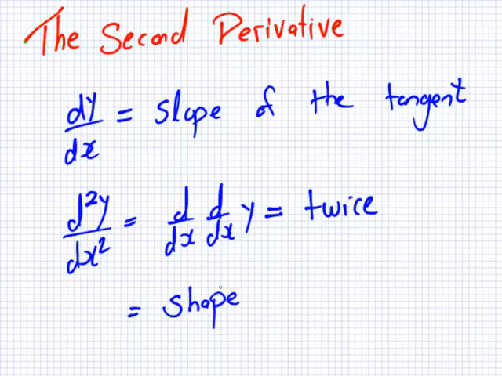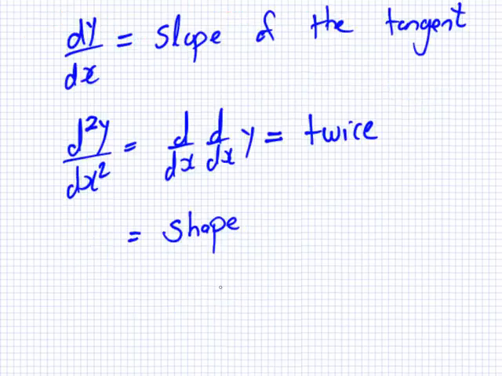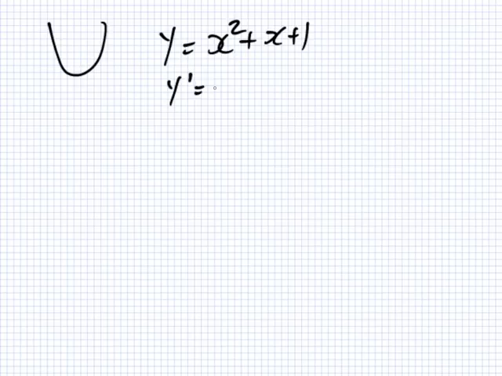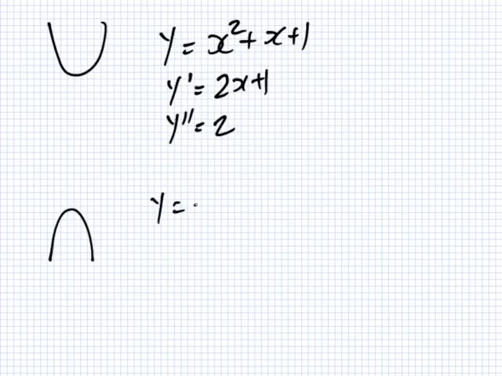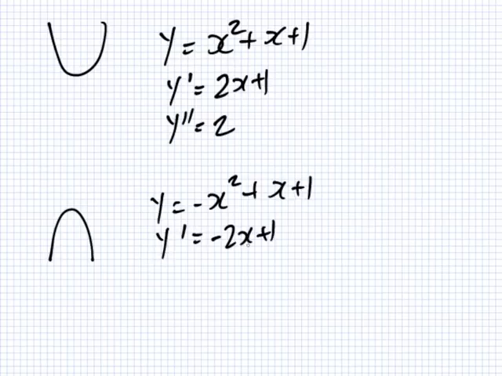So the second derivative tells us something about the shape. For example, let's have a look at this here. y equals x squared plus x plus 1. First derivative, what's that? 2x plus 1. And the second derivative? 2. Now if I look at this, y equals minus x squared plus x plus 1. First derivative, minus 2x plus 1. And second derivative, minus 2.